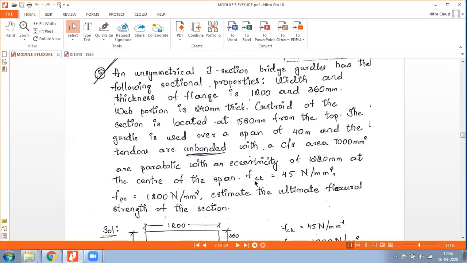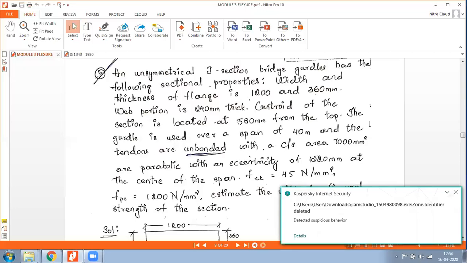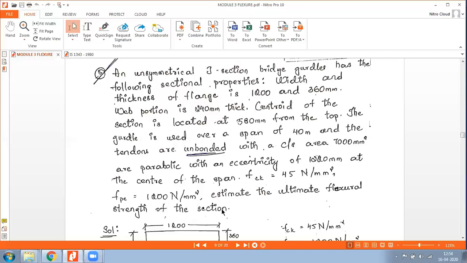Then he has given the FCK. FCK is equal to 45 Newton per mm square. FPE is equal to 1200 Newton per mm square. Estimate the ultimate flexural strength of the section. This is the problem. It is an unsymmetrical I section.